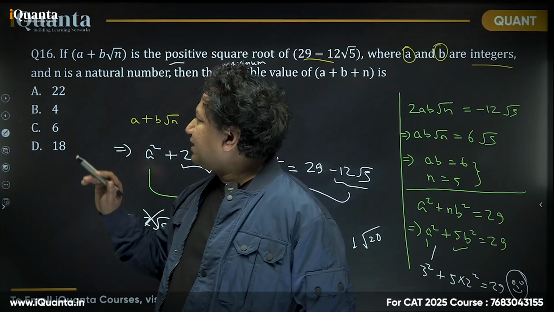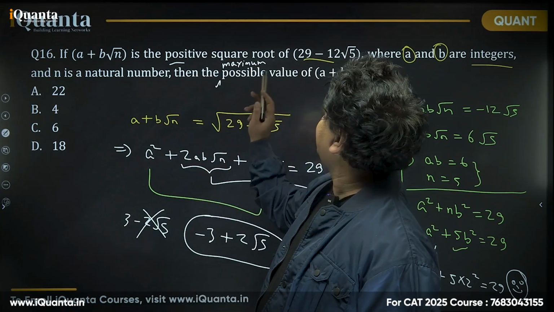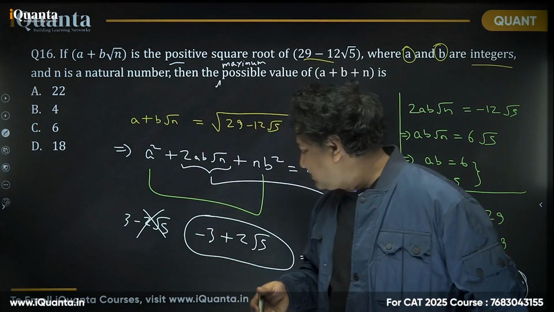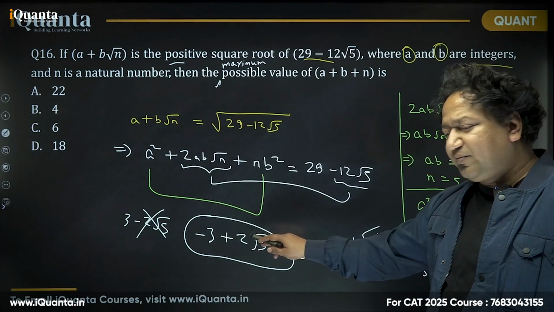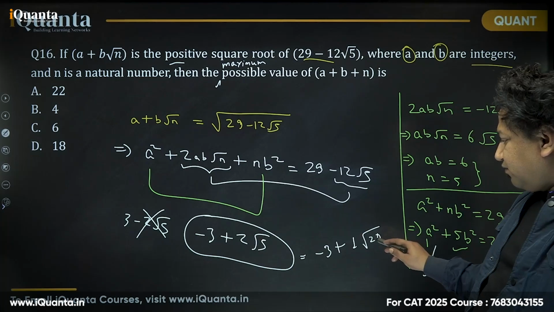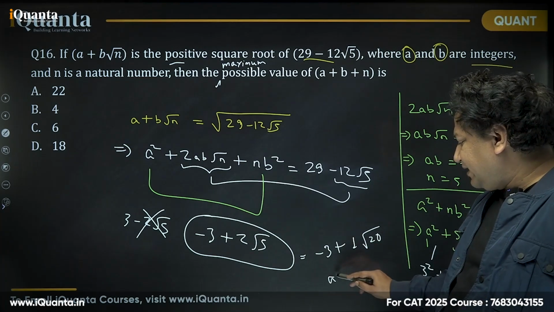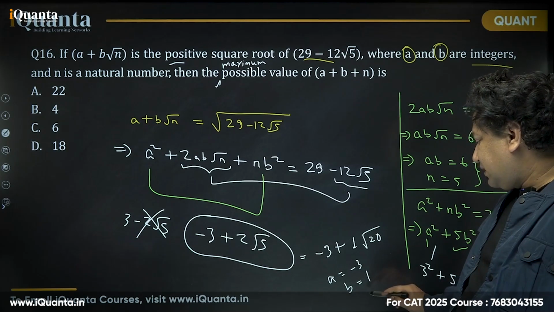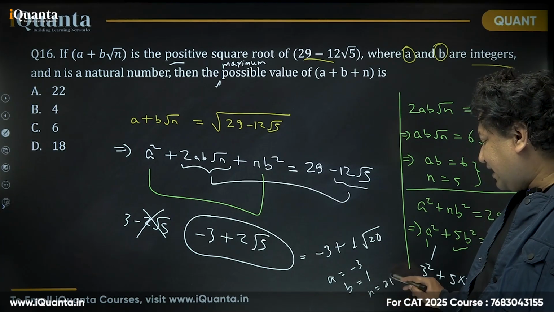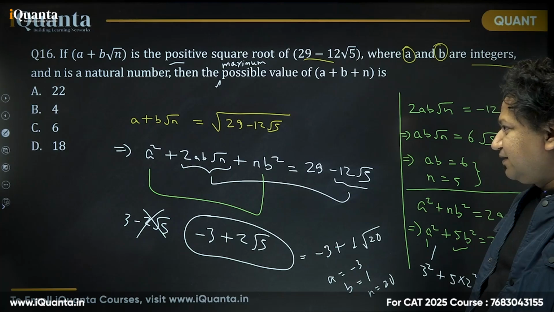We can just take it, but the problem is we need to find the maximum possible value. It can be maximized, isn't it? If I send 2 inside the square root, 2 becomes 4. It becomes the square of it. 4 5s are 20. Now in this case, a is minus 3, b is 1, and n is 20. If I add this 20 plus 1, minus 3, is 18. 18 I have there.